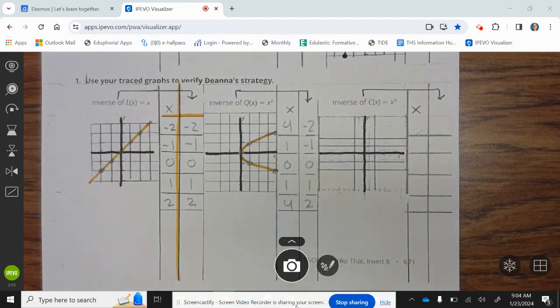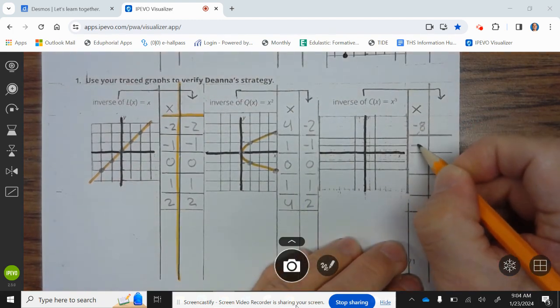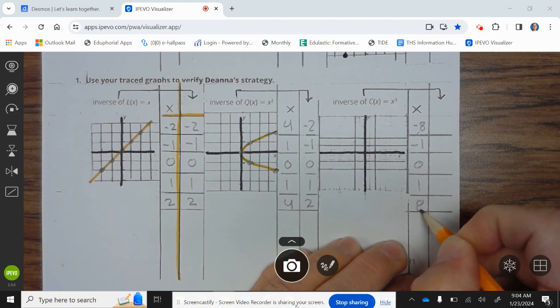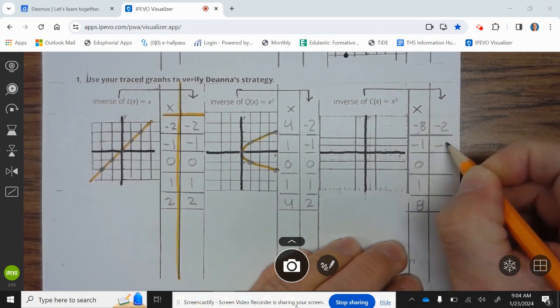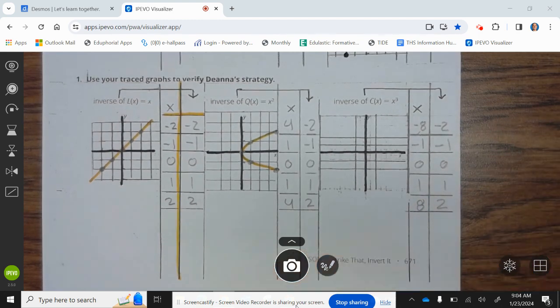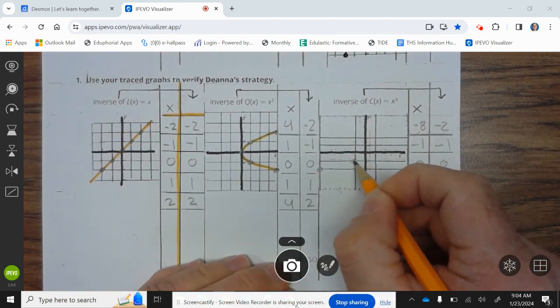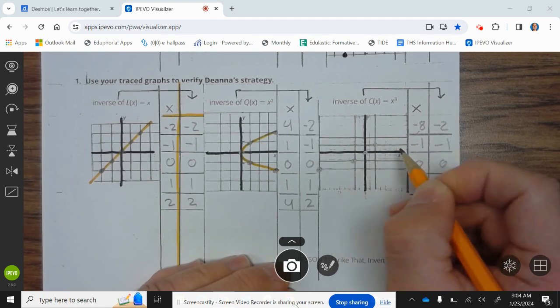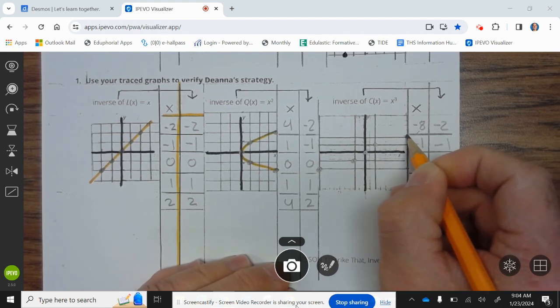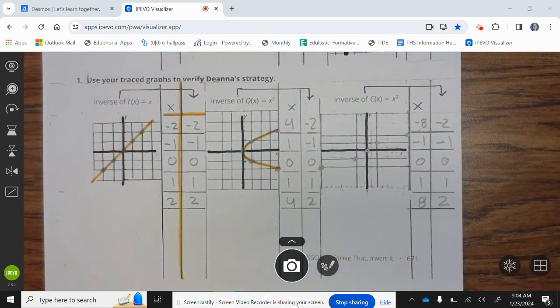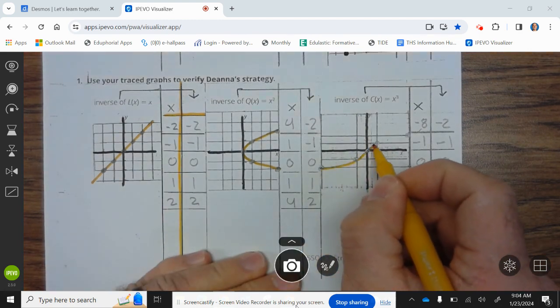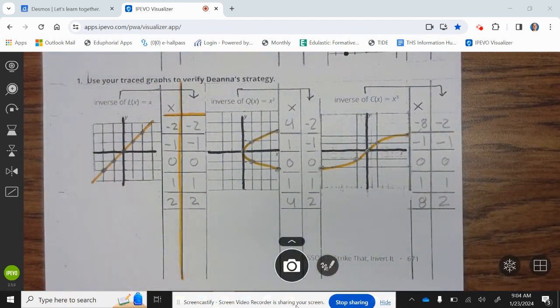And this is -8, -1, 0, 1, 8, -2, -1, 0, 1, 2. So then that's -8, -2, -1, -1, 0, 0, 1, 1, 8, 2. All right, go ahead and finish up the inverses. All right, let's take a look at the next page.